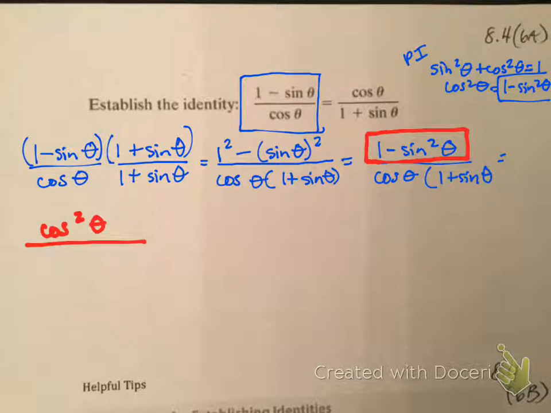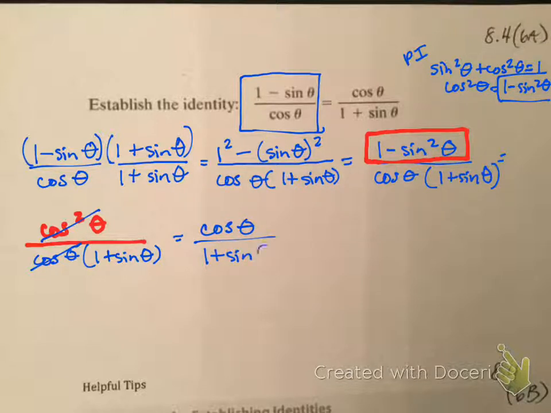Now, this is over cosine theta times 1 plus sine theta. Okay, so I can cancel out a cosine theta. So in the numerator, I'm left with cosine theta over 1 plus sine theta. And that is my right-hand side, so I've just established this identity. Okay, so that worked that time around.